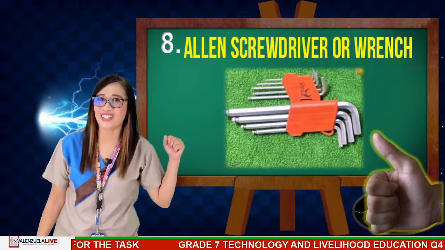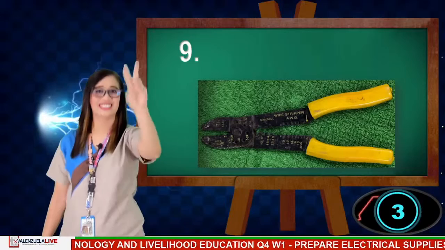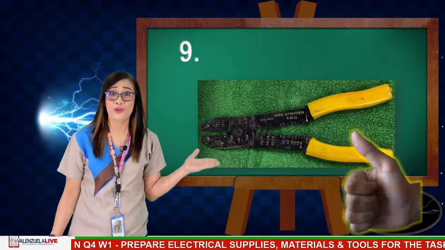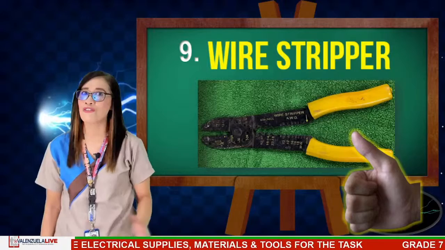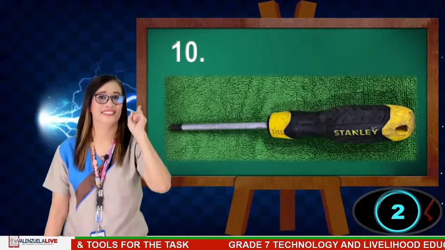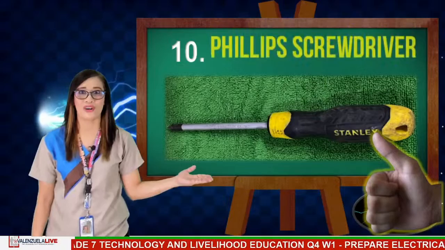You're a genius! Number nine! Your time starts now! Time is up. If your answer is wire stripper, you're incredibly intelligent. Last number, number 10. Your time starts now! All right! If your answer is Phillips screwdriver, excellent!